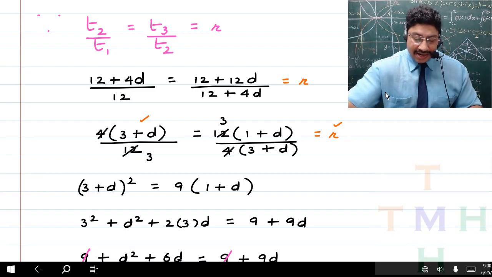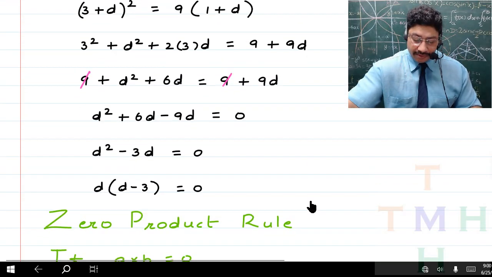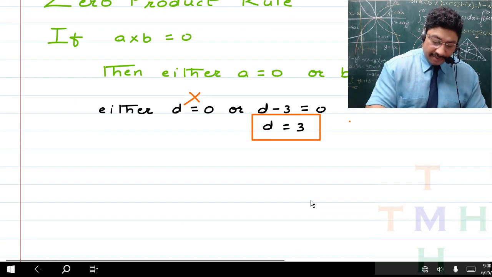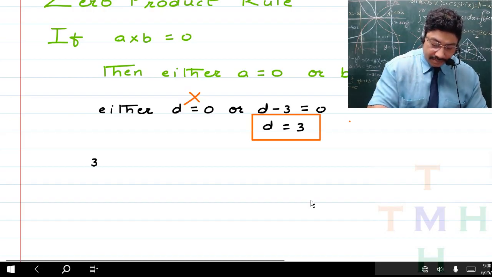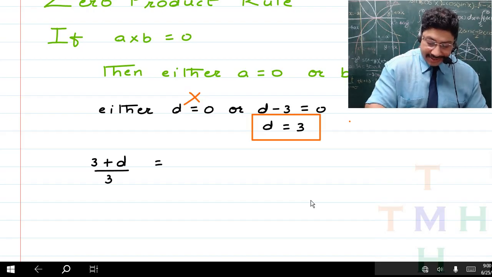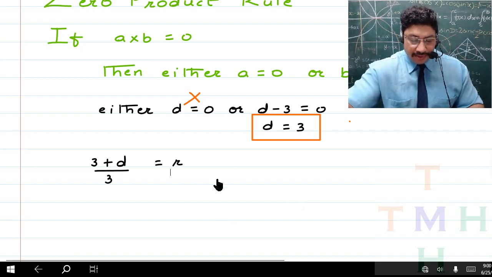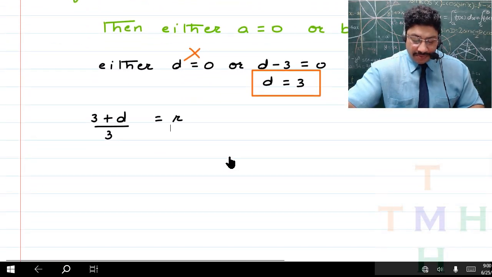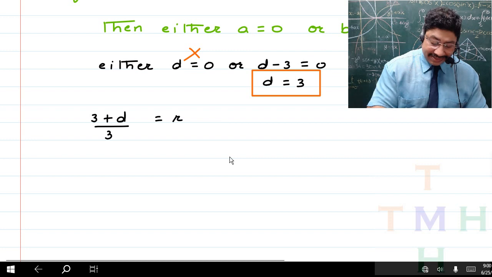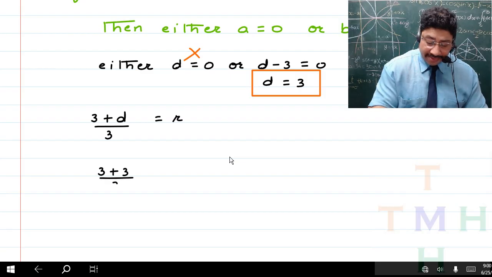So we can write that 3 plus d upon 3, right? So we have 3 plus d divided by 3, that is equal to small r, right? Okay, now from this we will be able to find out the value of r, as we now have the value of d, which is 3. So we now have 3 plus 3, which is divided by 3, and that will give us the value of r.